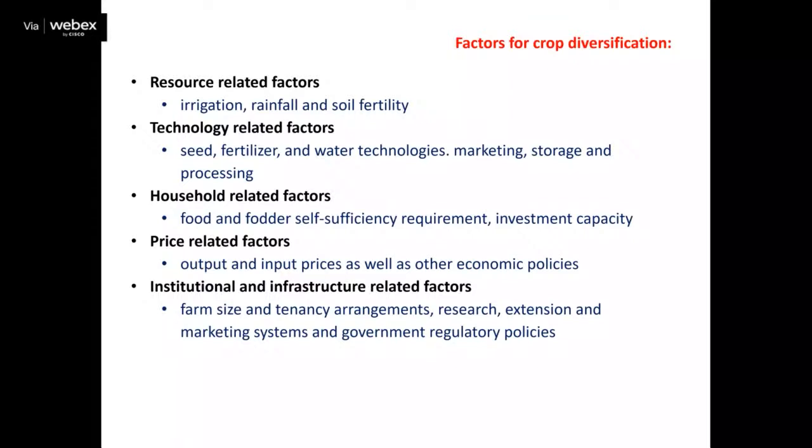So we have categorized these factors of diversification as resource-related factors, like what resources we have: irrigation, rainfall, then soil fertility; technology-related factors, starting from seed to processing facilities; household-related factors, like what is the requirement of food and fodder, what is the investment capacity; and price-related factors, what is the input price and output price, or economic policies; and institutional and infrastructure related factors like research extension, policymakers, marketing systems, farm size, holding. Everything depends upon the crop diversification.